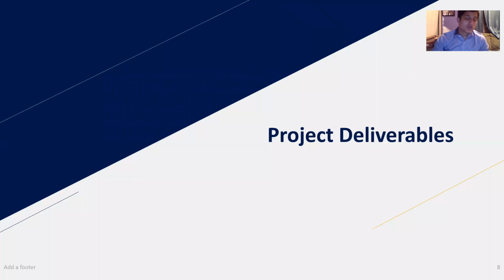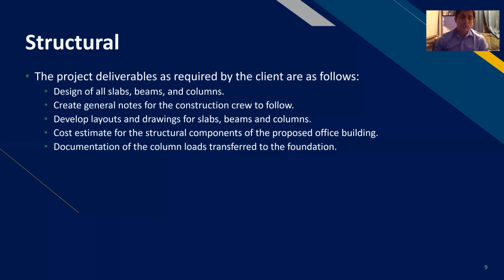Our project deliverables were also separated into our separate phases of the project. For the structural component, the client wants us to design slabs, beams, and columns, and create a variety of notes and layouts that the contractor can look at and decide on how to build the structure. Also, a cost estimate showing how much the structural component of the project will cost.